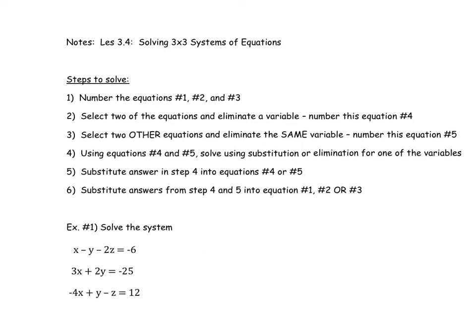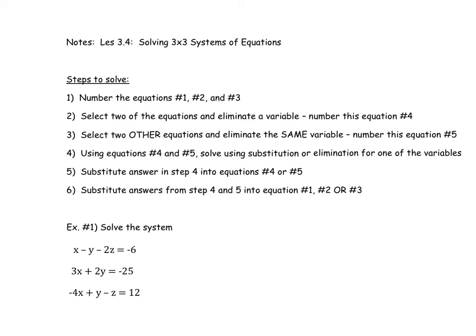We're going to select 2 of the equations to eliminate a variable, and the result of this would be equation 4. Then we're going to select 2 other equations, eliminate the same variable, and this will be equation 5. Now, if you look at equations 4 and 5, we're going to do exactly what we did last unit. You can use substitution or elimination, and you can solve for the first variable, plug it back into equations 4 and 5, and that will give you the second variable. Then take both those answers and go back up to one of the original equations, 1, 2, or 3, and that will find our third variable. Therefore, you will get an ordered triple. Make sure you put it in alphabetical order.